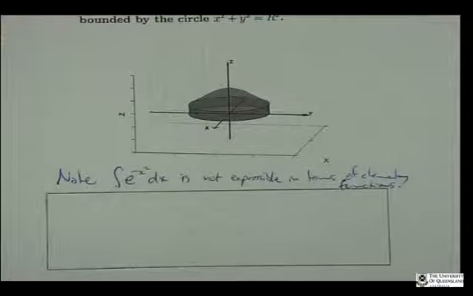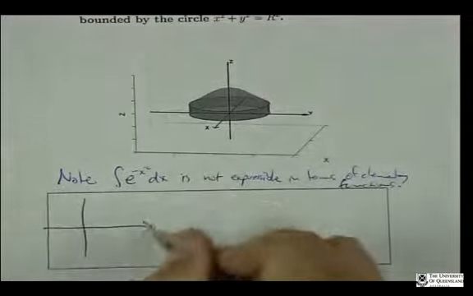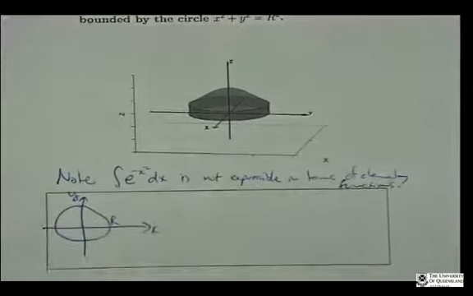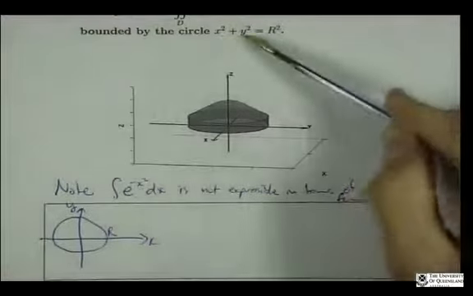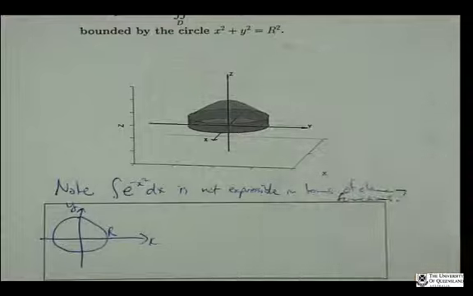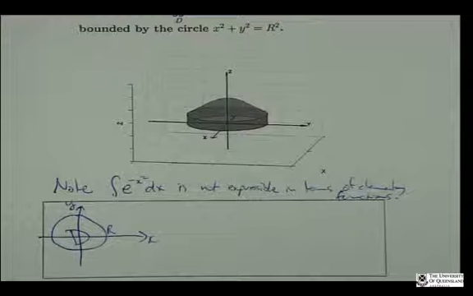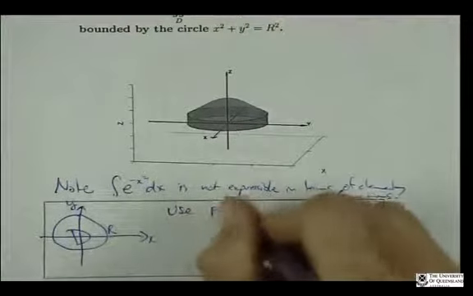So the region in the xy plane is a circle centred at the origin. We know the equation is x squared plus y squared equals capital R squared. So it's a circle of radius capital R that's centred at the origin in the xy plane. That's the region called D. At this stage we see it's a circle. The region of integration is part of a circle or part of a disk, right? In fact, it's the entire disk. So we use polar coordinates.